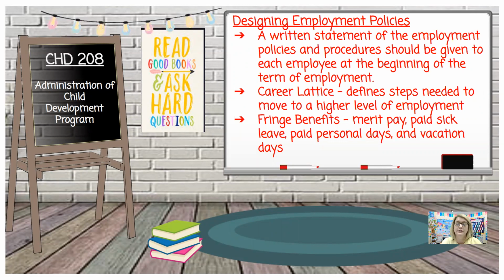The second thing are fringe benefits. In your contract, it might mention something like fringe benefits, okay? This might be retirement plans, health insurance, merit pay, paid sick leave, paid personal days, vacation days. Those are your fringe benefits, the things that come along with your salary, okay, that you'll be getting. So you need to know what those are and read that carefully so that those are clearly defined for you and that you know what is expected.